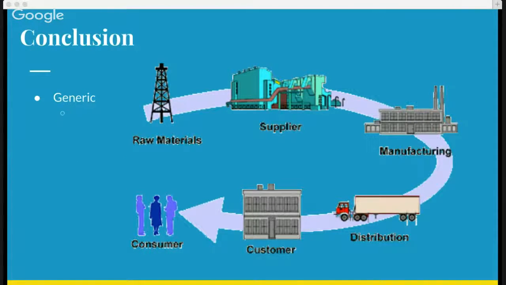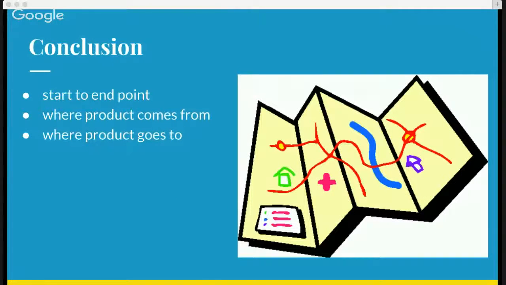So in conclusion, a generic overview, as I said before, you start with your raw materials and you build up from there. As you build your product, it starts to get distributed to different retailers, and once it reaches the retailer, it reaches you. Supply chain management you could think of as a map, where the starting point is where the materials come from and the end point is when it gets to you.